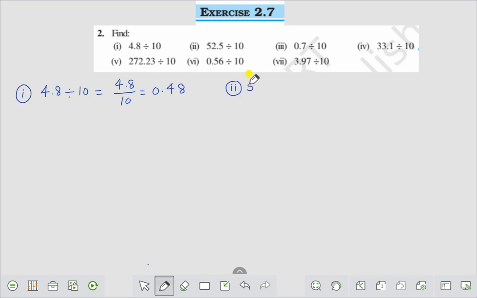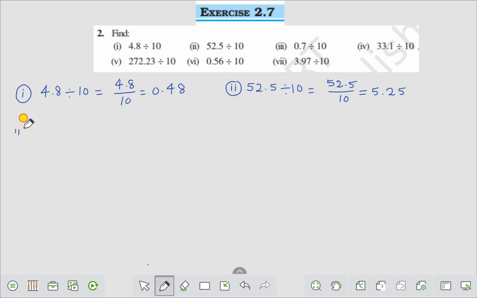Now number 2 is 52.5 divided by 10. It will come to 52.5 divided by 10. Right? That means you have to shift this point to the left side one place, from here to here. That is 5.25. Right?